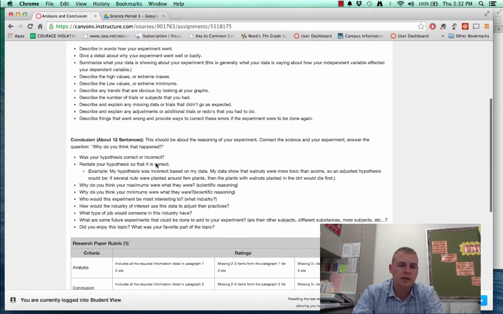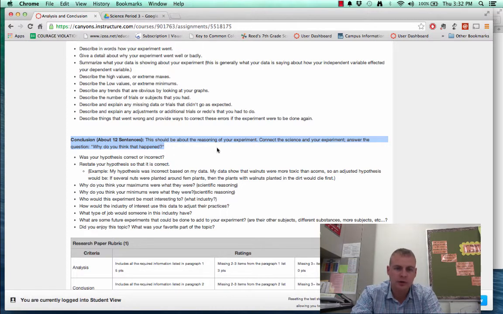The conclusion is a much more interesting paragraph. This also should be about 12 sentences. They're big paragraphs. This should be about the reasoning of your experiment. So you're connecting your science to the experiment. You're trying to answer the question, why do you think that happened? You're trying to answer the question, why would anybody care about my experiment?